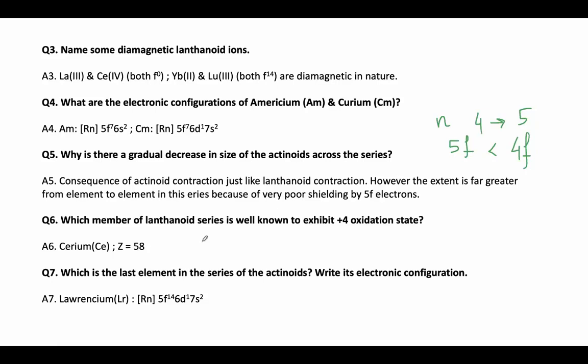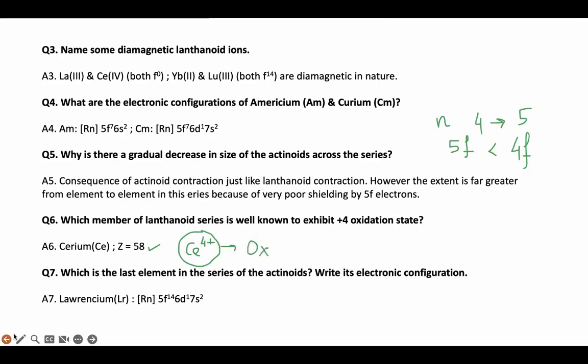The next question is, which member of the lanthanide series is well known to exhibit the +4 oxidation state? In the previous section, I told you about this concept. It is cerium. Cerium has atomic number 58, and cerium +4 is a very strong oxidizing agent, so it is employed as one.